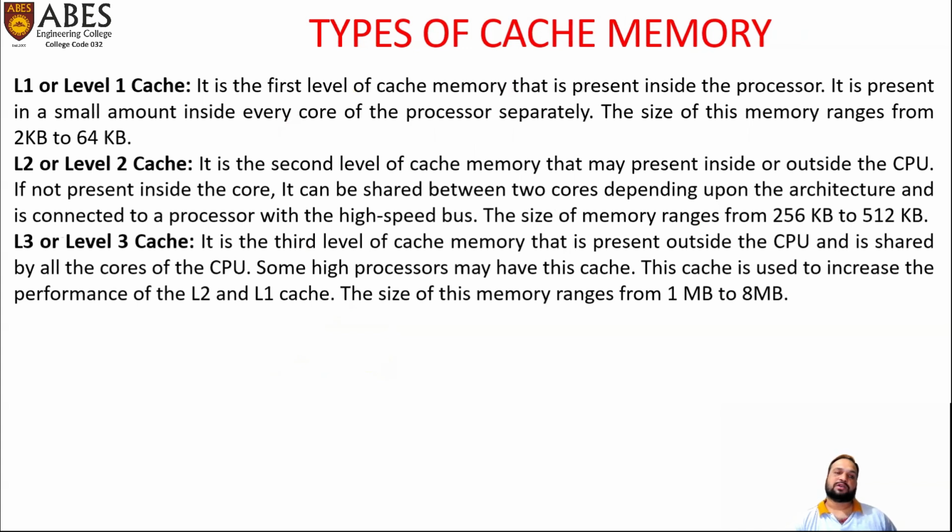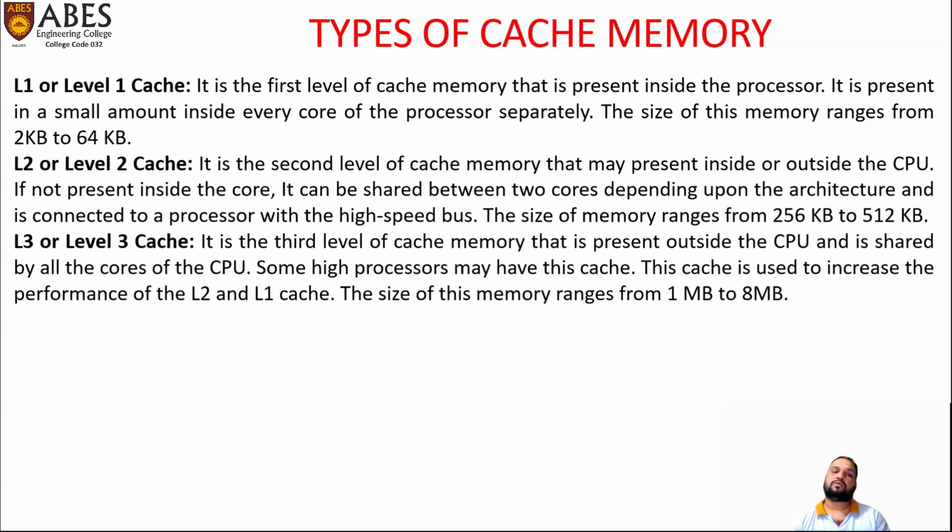Types of cache memory. There are three different types of cache memory available. That is L1. Sometimes it is also called internal cache memory, primary cache memory, level 1 cache memory, or L1 cache memory. It ranges from 2 KB to 64 KB. It resides inside the CPU. That is the main point.